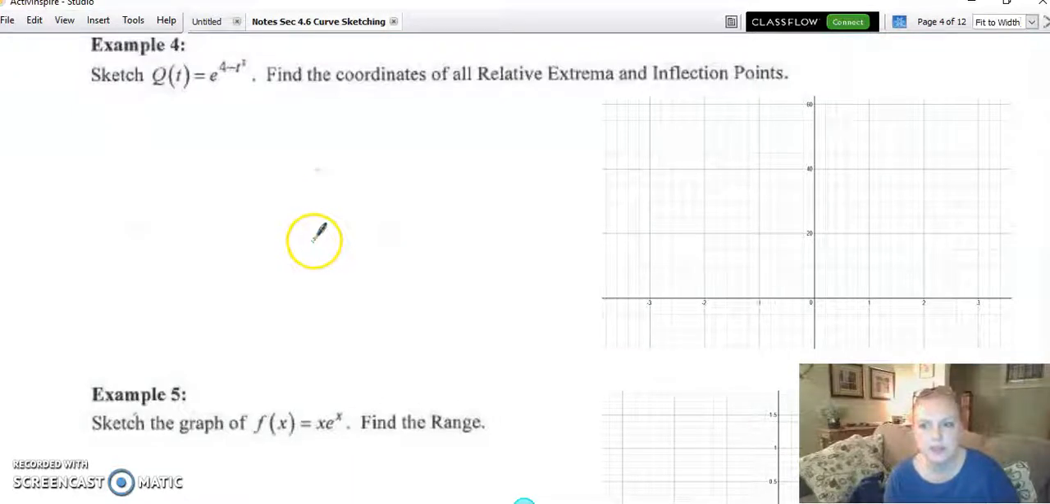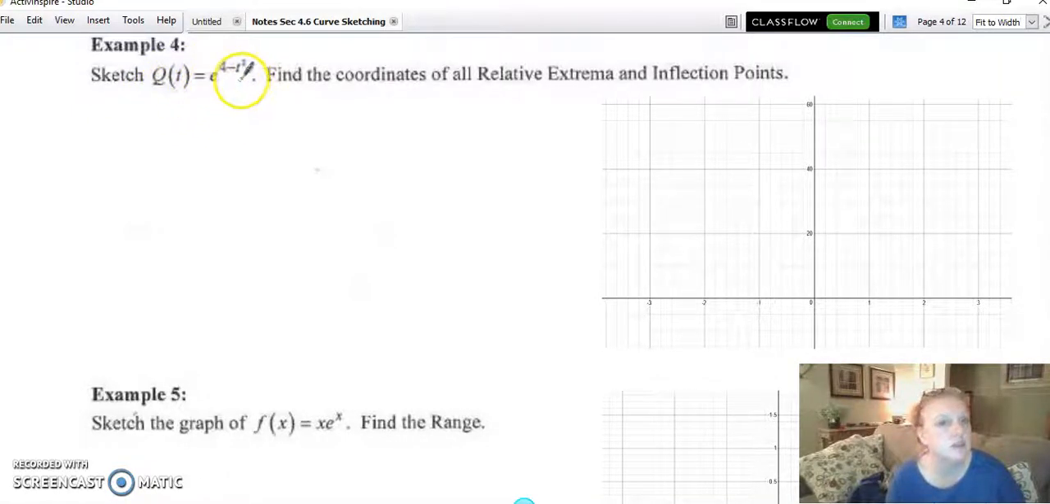Okay, here we are looking at example 4 in the curve sketching notes. Again, we're doing the same thing that we've done in all of them, which is find the coordinates of our relative extrema and our inflection points. Let's take a notice at our function q of t.